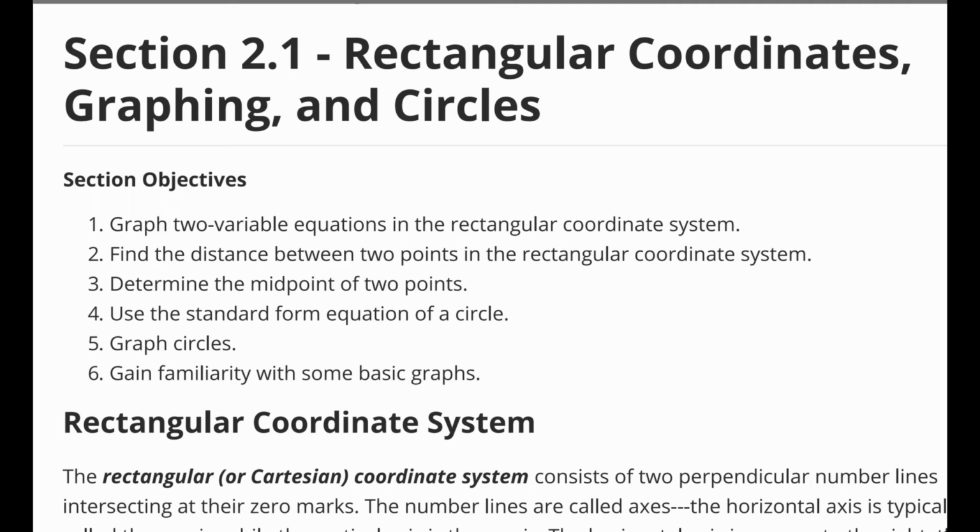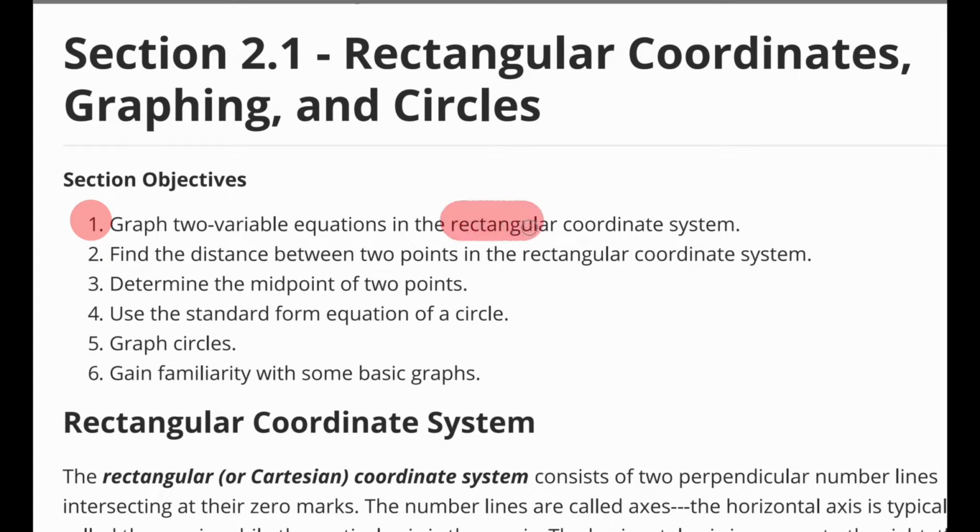Alright, so we're back here with another video. This one's going to be on rectangular coordinates, graphing, and circles. As you can see right here, there's the section objectives listed, 1 through 6. The first one here: graph two variable equations in a rectangular coordinate system.